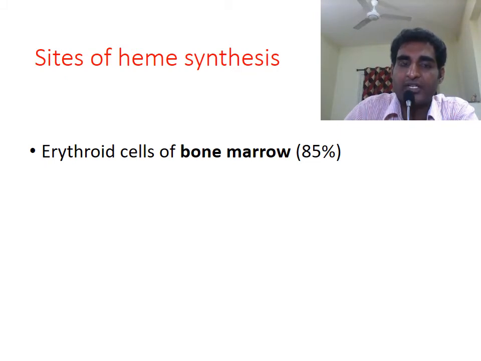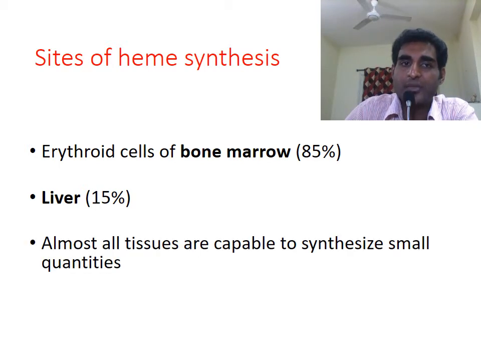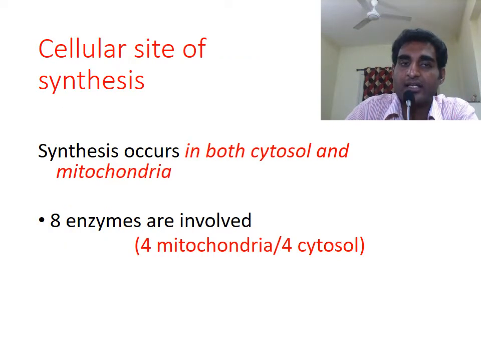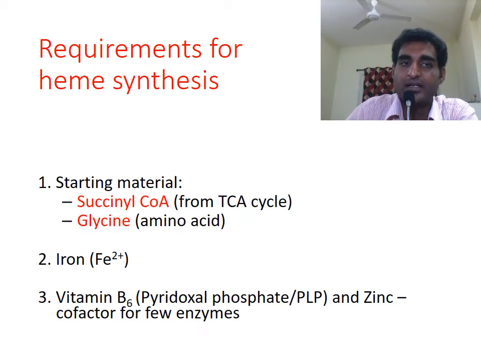Bone marrow accounts for nearly 85% of heme synthesis and liver for about 15%. Other tissues are also capable of synthesizing heme, but their contributions are smaller. There are a total of 8 enzymes involved in the synthesis pathway, out of which 4 are present in the mitochondria and 4 in the cytosol. The starting materials for heme synthesis are succinyl-CoA and glycine.